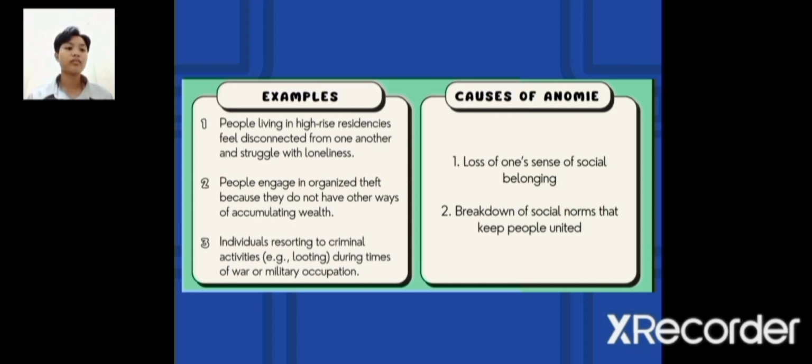Another cause is the breakdown of social norms that keep people united. Example, people engage in organized theft because they do not have other ways of accumulating wealth.